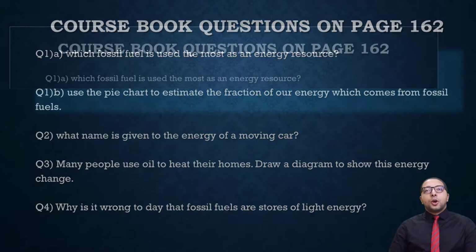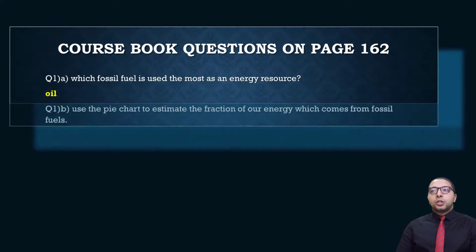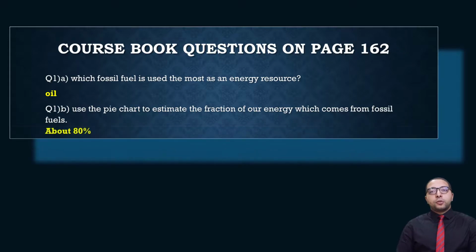The first question, which fossil fuel is used the most as an energy resource? We have the oil. Use the pie chart to estimate the fraction of our energy which comes from fossil fuels. It's about 80% of the energy that we consume comes from the fossil fuels.